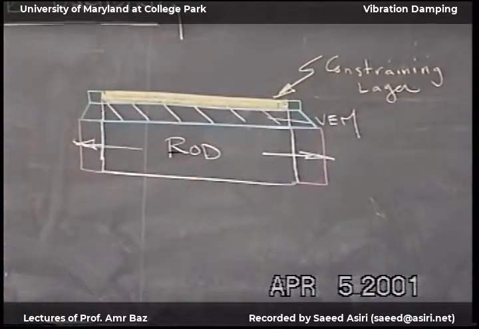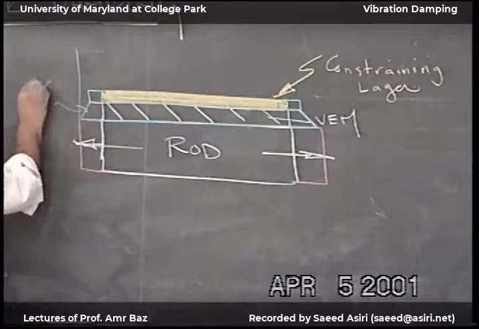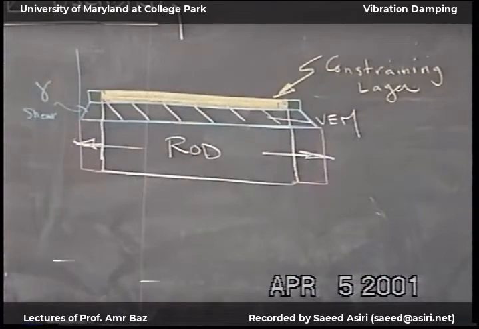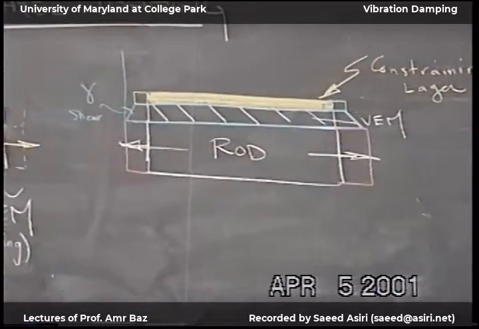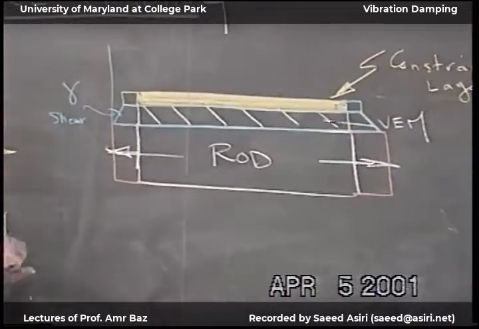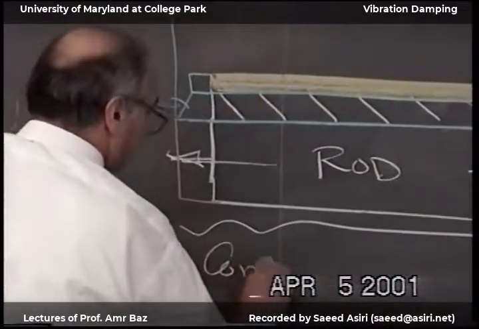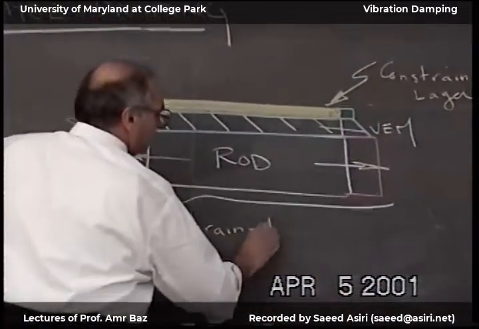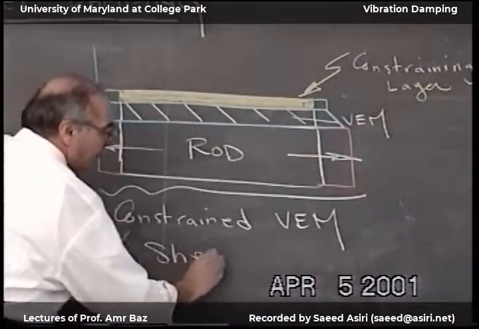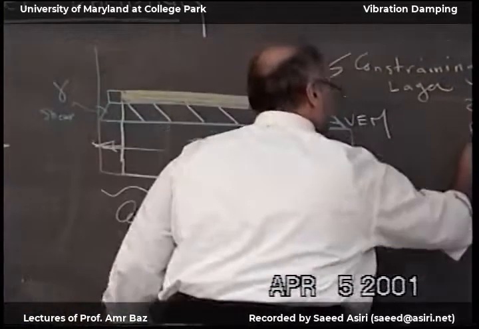So now the viscoelastic material has shear. And this mechanism is more effective than the longitudinal stretching and compressing of the damping material. So this is called the constrained viscoelastic material. And the mechanism of damping here is shear. And this is very effective in damping structural vibration.